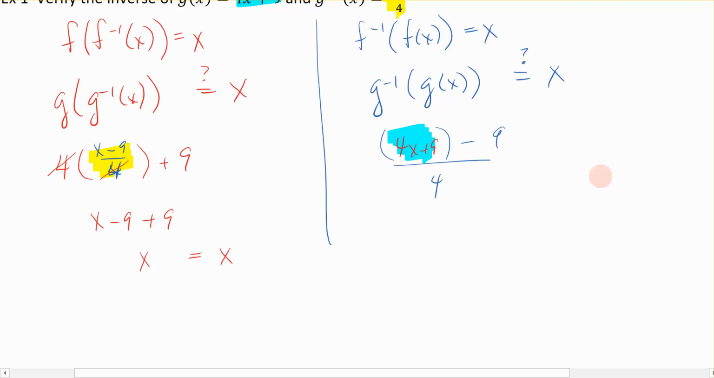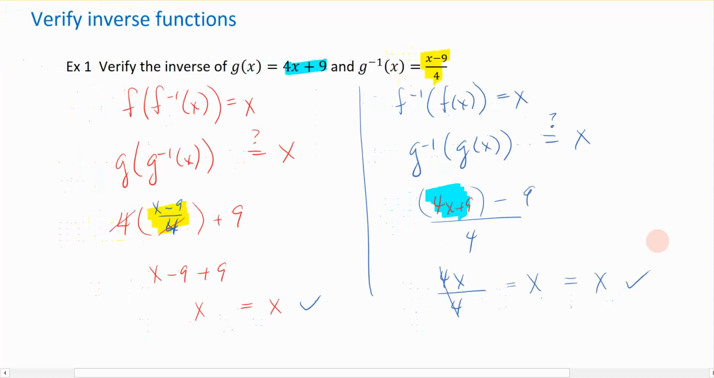And when I remove those parentheses and simplify the numerator, I get 4x plus 9 minus 9, which is just 4x, all over 4. My 4's cancel, and that leaves me with x, which is the x that I was supposed to come out with. So it works not only in the one direction, but it also works in the opposite direction over here. And that's how we verify whether or not a function and its inverse are truly inverses of each other.